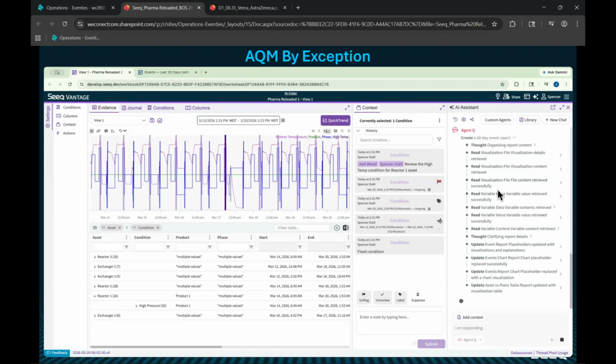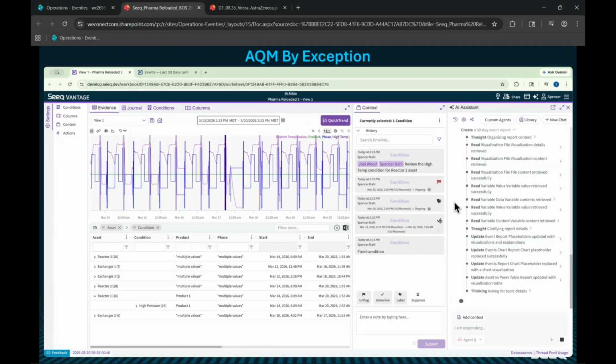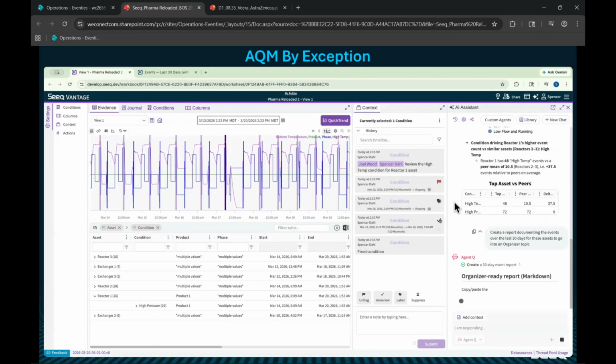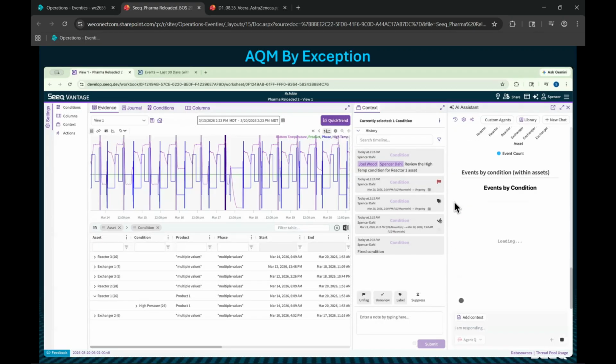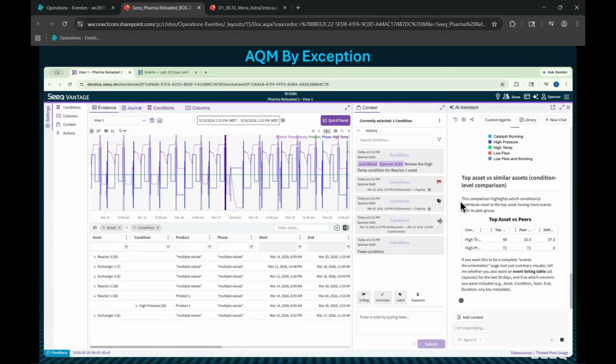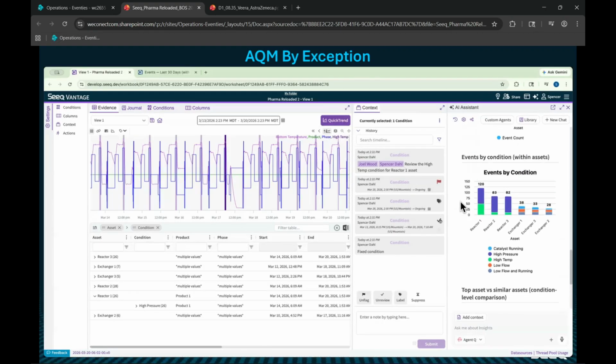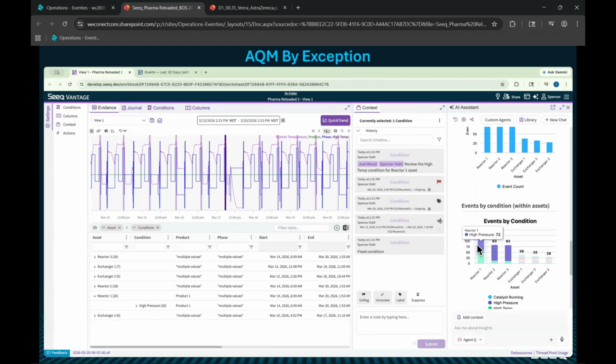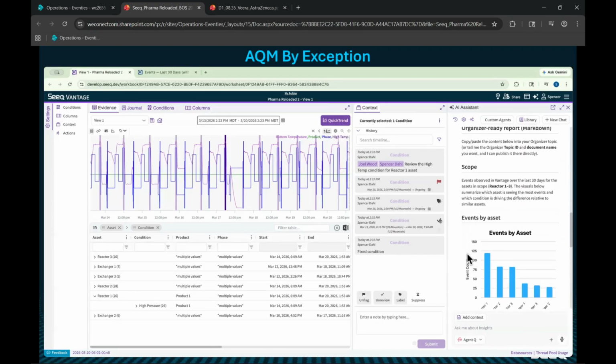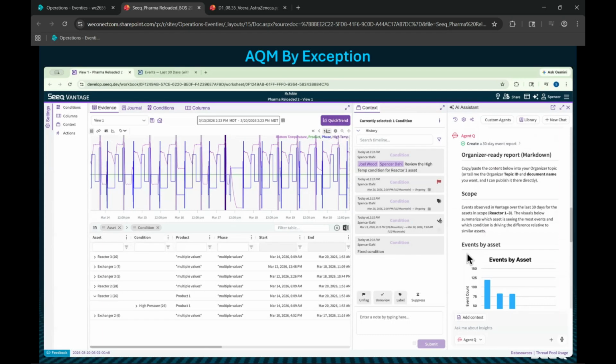And if we go back here, Agent Q is generating this. You can see in less than a minute, it's able to generate a report here. The other benefit is you can give it a very specific template. You can say, follow my template to make sure that it's generating a report in the exact way that you'd like. But here, it separates the events by condition and the events by asset and all of those things as well.